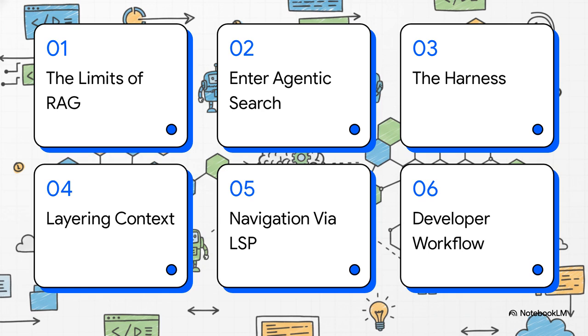Here's a quick roadmap of what we'll be covering. We're going to look at the limits of traditional RAG, introduce agentic search, and then break down exactly how the harness, context files, and precision navigation completely upgrade your developer workflow. Let's get right into it.